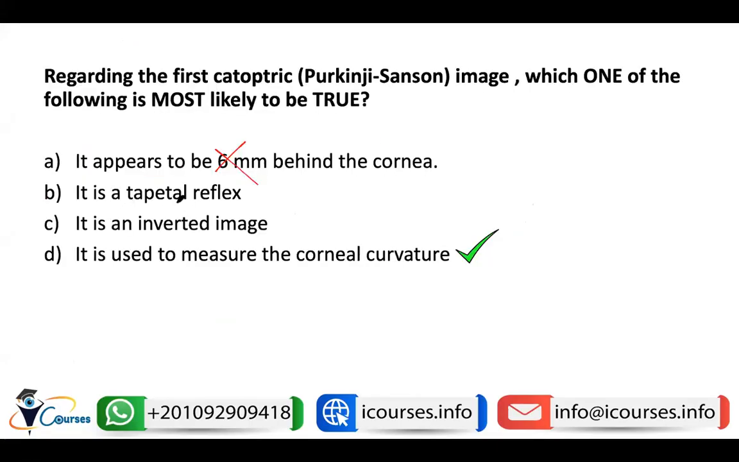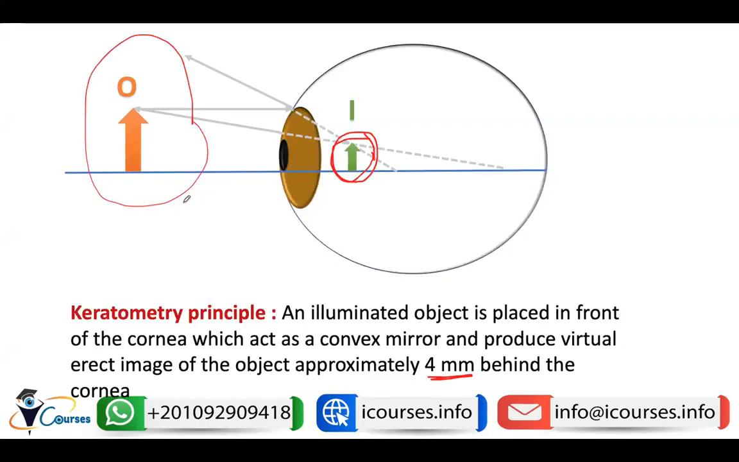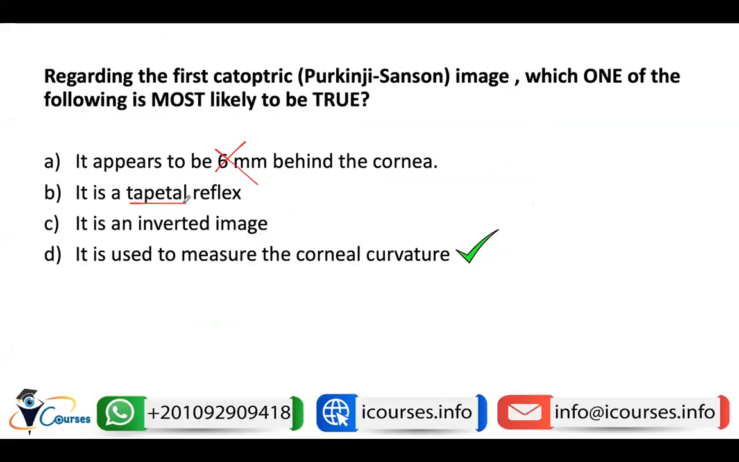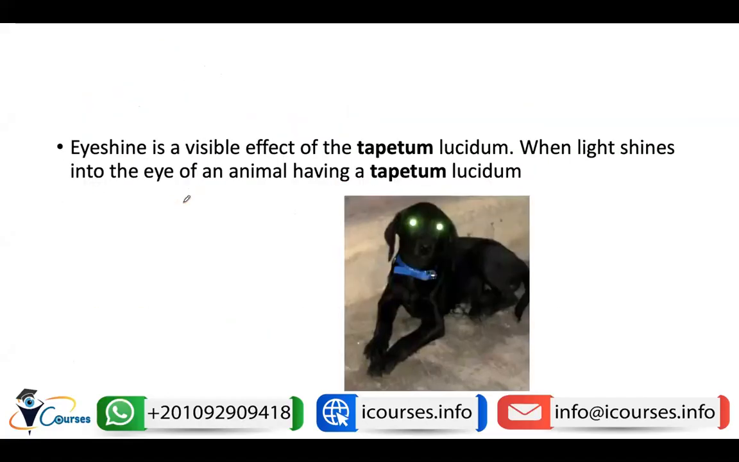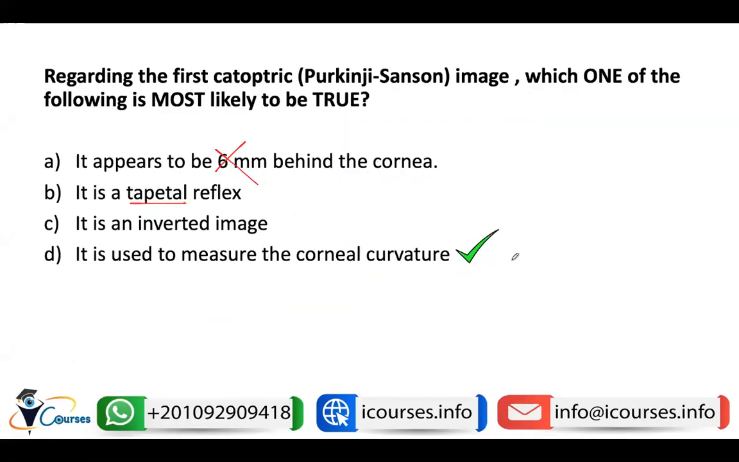It is a tapetal reflex. The tapetal reflex is formed by a layer in the retina called the tapetum lucidum, which gives this shiny appearance of the eye. But actually, it is not in humans. This is what is called the tapetal reflex. It is what makes the eyes of cats and dogs appear shiny and bright. This is because they have a layer in their retina called the tapetum lucidum. We don't have this. It is an inverted image.